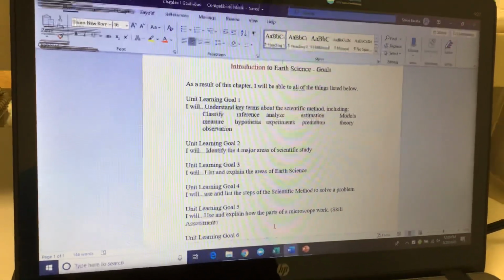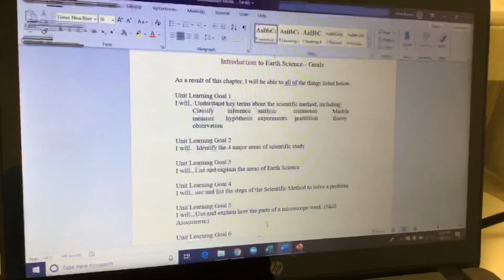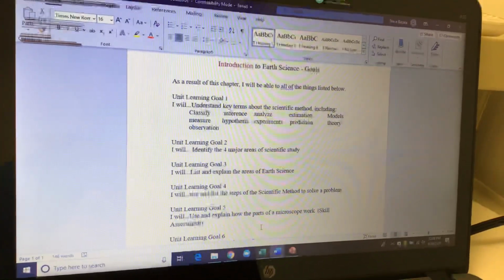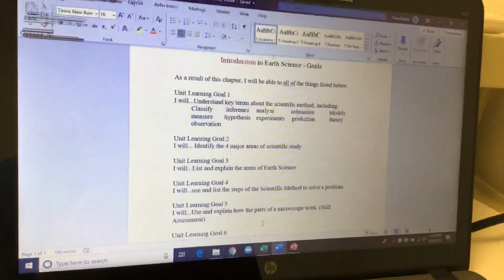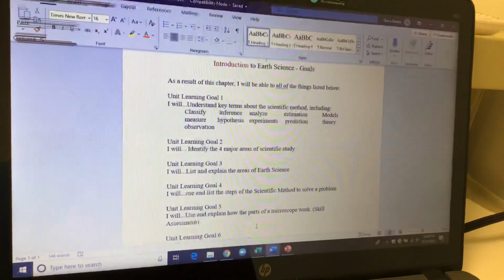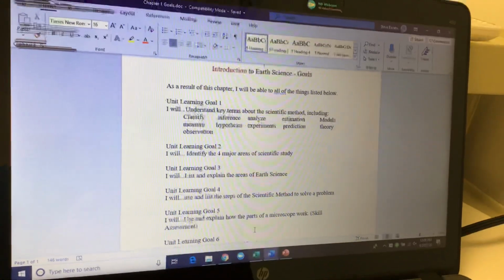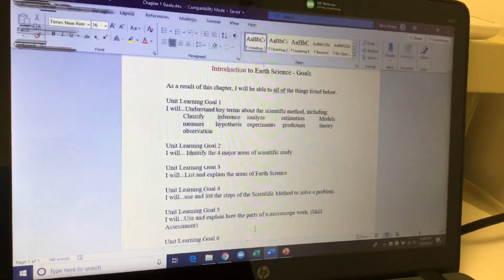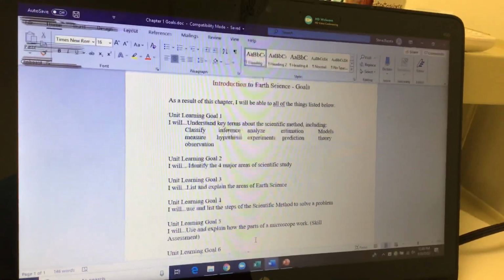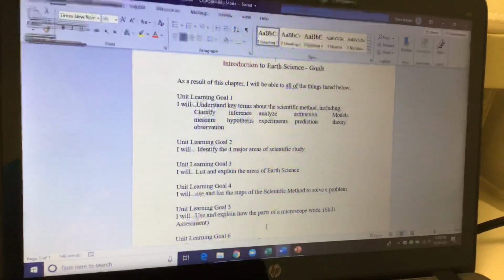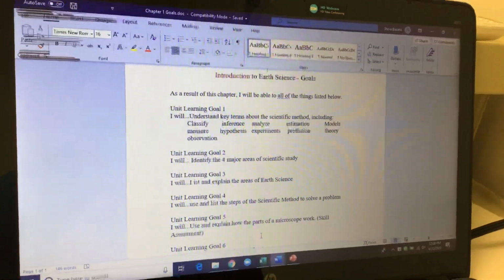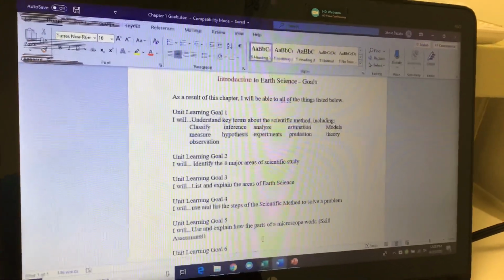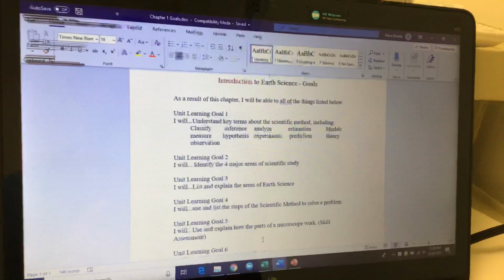First of all, I will understand key terms about the scientific method, including how to classify things. If we classify things, what are we doing with them most of the time? We're putting them into a group based on how they are alike or how they are different. We all classify things in our house. Your clothes are probably classified by, maybe some people do it by color. I do it with dress clothes and then regular old t-shirts for mowing the lawn and stuff like that.